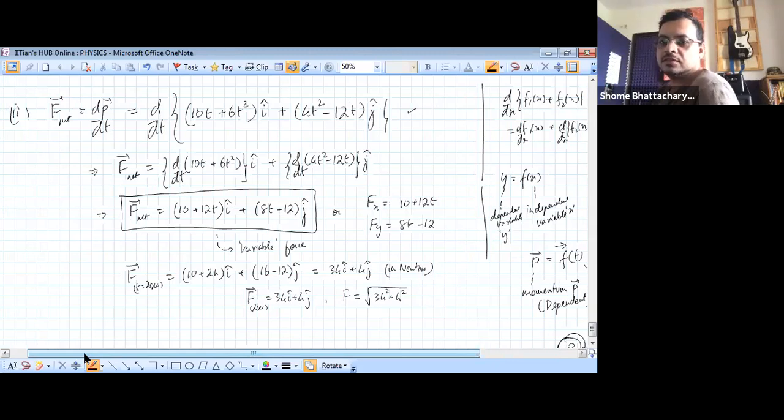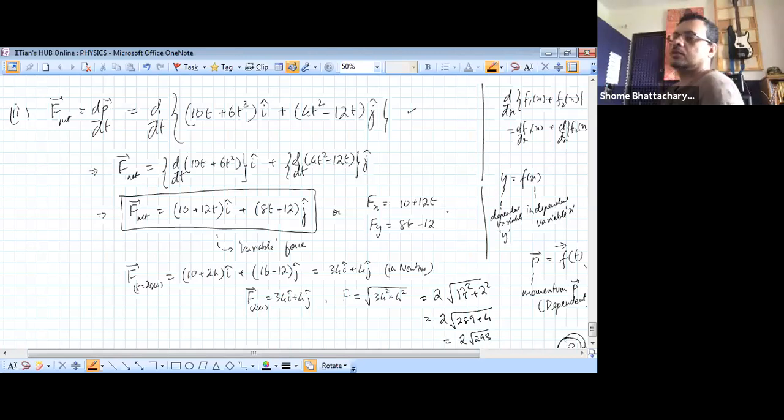Very good. Well done, Vinith. Brave of you to calculate. Yeah, so you can take 2 common here and it becomes square root of 17 square plus 2 square. Very good. Enough.